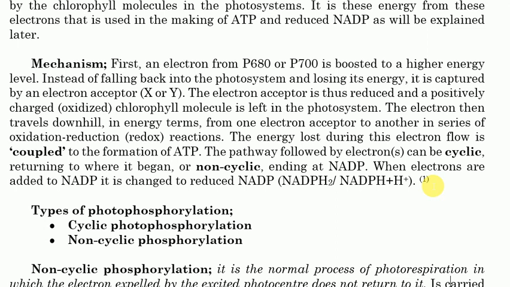So the pathway followed by electrons can be cyclic, returning to where it began, or non-cyclic, ending at NADP. So when electrons are added to NADP, it is changed to reduced NADP. And sometimes reduced NADP can be written as NADPH2 or NADPH plus hydrogen ion.